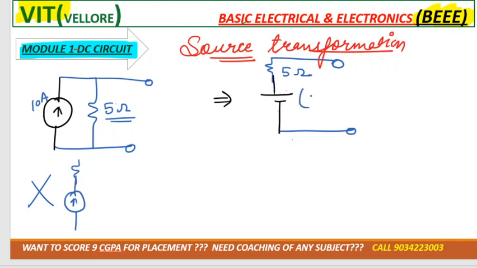According to Ohm's law, V is equal to I into R. I is how much? 10 ampere. R is how much? 5. So it would be 50 volt. So here there are two meshes, and it would be converted into a single mesh. Correct?